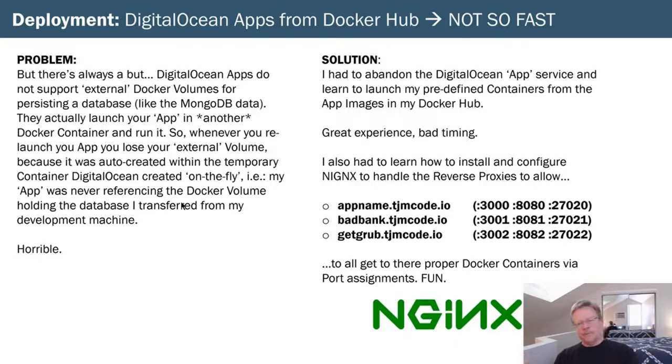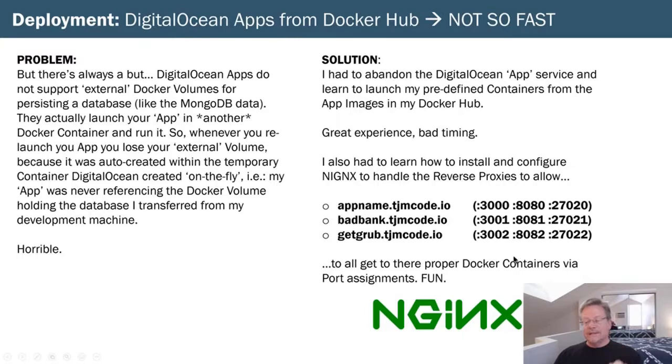I went back and forth with support with them. They don't have a mechanism to maintain that external volume for you, and they want to sell you database services. So at that point, I gave up their whole app product, kept the droplet, and learned how to deploy my own Nginx server so that I could do reverse proxy serving of the subdomains and allow my app name, bad bank, and get grub to go to different port assignments in my droplet, so all three of those applications could run inside one virtual machine together without using any of these facilities from DigitalOcean.